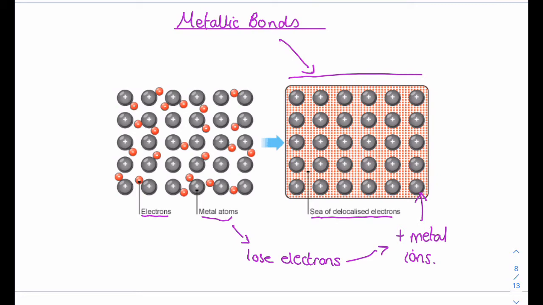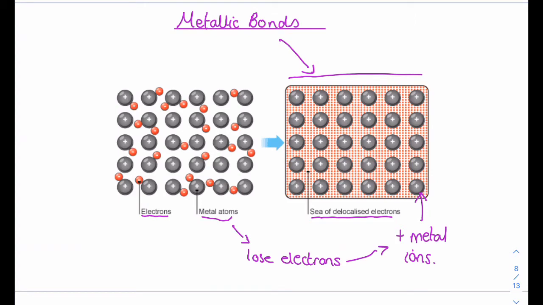That word delocalized just means it's no longer near the atom that it originated from. So basically, the atoms lose their electrons and the electrons surround the whole structure, and they're just floating around while the metal ions form that structure.